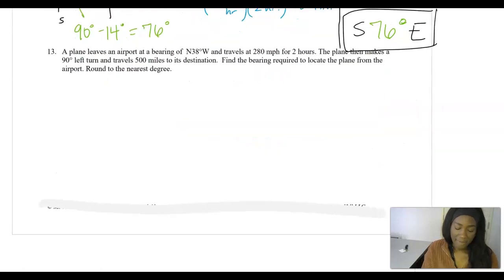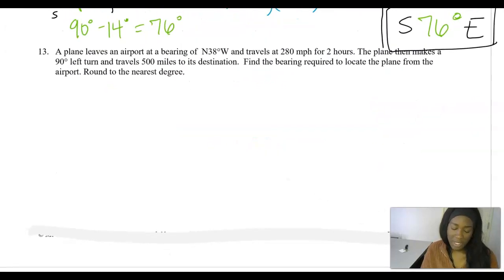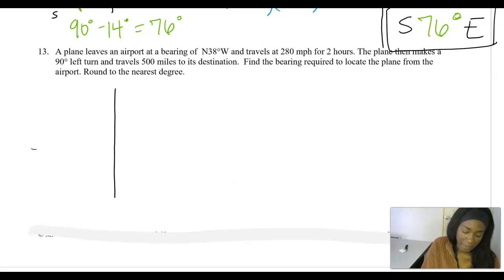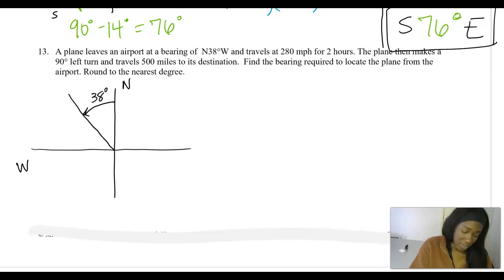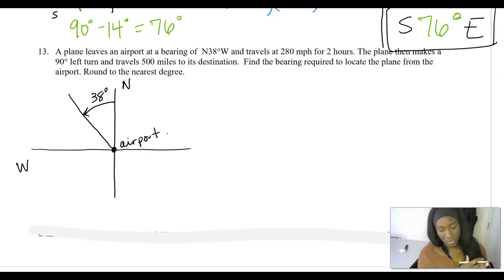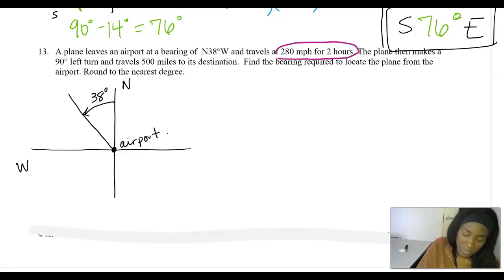And now in our final example, we have that a plane leaves an airport at a bearing of north 38 degrees west. So I'm going to go ahead and start drawing that. A bearing of north 38 degrees west means the plane went 38 degrees off of the north axis, so it's going that way. So it left the airport, the origin from where it started, had a 38 degree coming off north towards west bearing, and it's traveling 280 miles per hour for 2 hours.